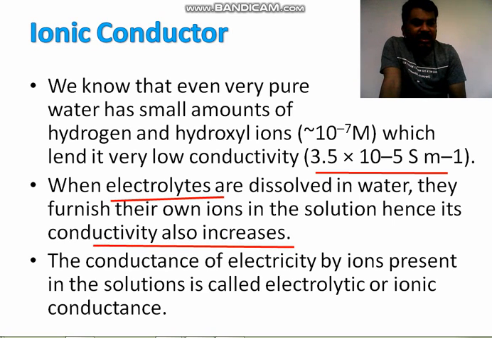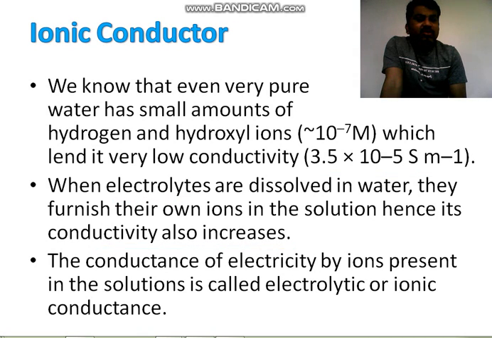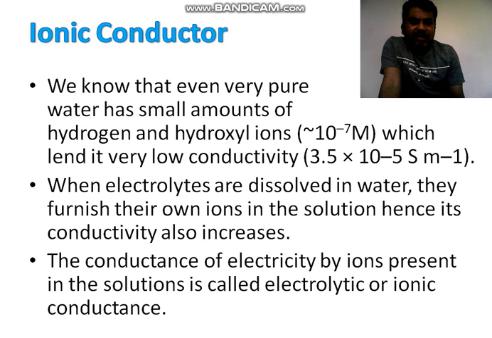The conductance of electricity by ions present in the solution is called electrolytic, ionic, or the ionic conductance. So now here we have the definition of ionic conductance. What is called ionic conductance? The conductivity of electricity that occurs due to the ions present in the solution is known as ionic conductivity. So I hope that you understand this topic.